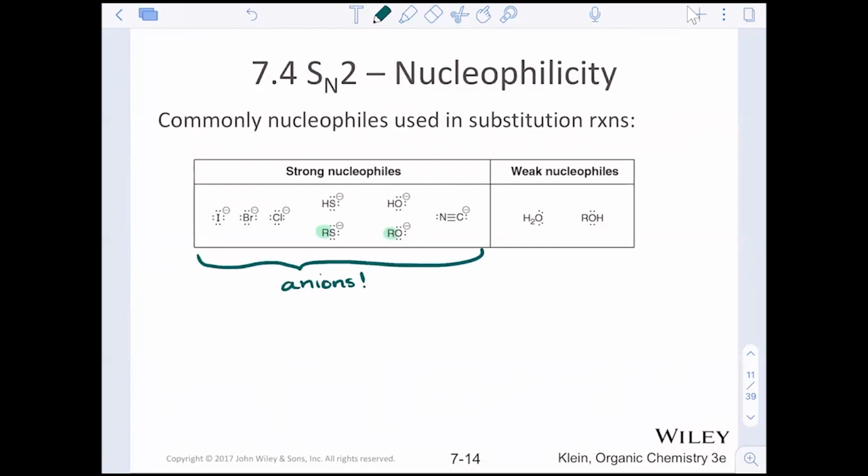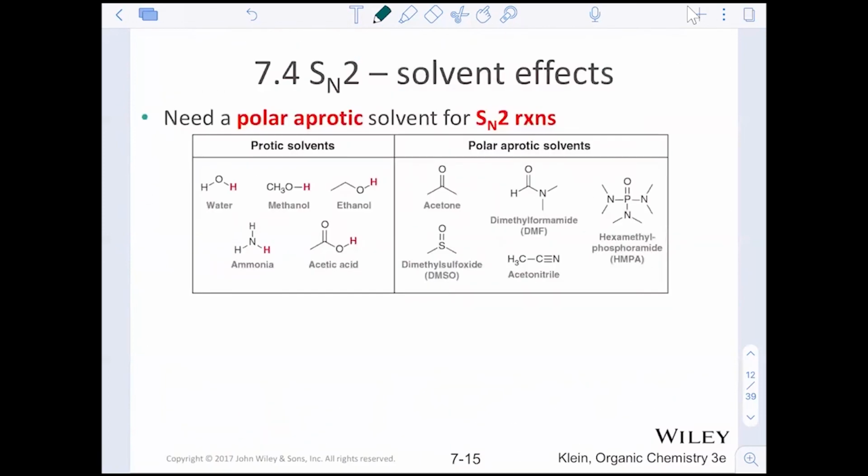We will see these weak nucleophiles later on. Just as a hint, they will be under our unimolecular reactions. So they can do substitution, they just aren't good at doing SN2 reactions because they're not strong enough. And the last thing that we want to say is the solvent. So we talk about the electrophile and the leaving group. We talk about the solvent, we talked about the nucleophile. Now let's talk about the 4th component, the solvent.